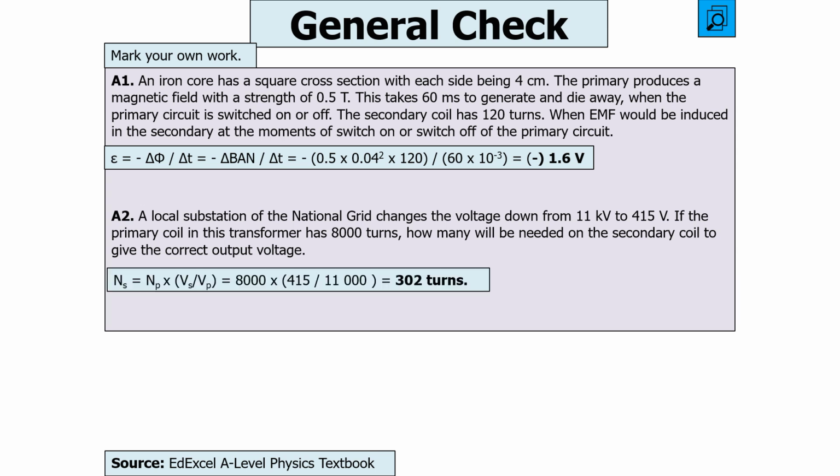This next question here, we say Ns equals Np times by Vs over Vp. It's that transformer equation again. We work it through. Remember, kilovolts turns into volts by doing times by 1000 or 10 to the 3. So we get our 302 turns. That feels right because we've gone down by volts a lot, so we're going to go down by turns a lot as well.